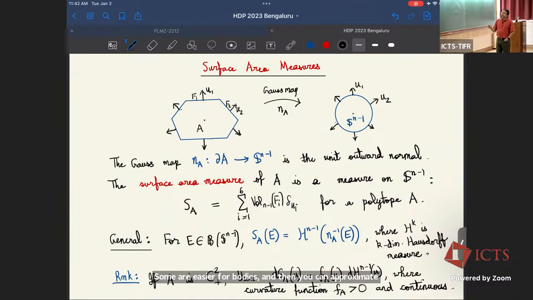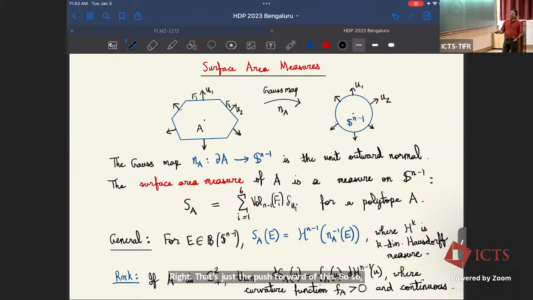I need the notion of a surface area measure because it's closely related to the mixed volumes. What is the surface area measure? It's the push forward of the Hausdorff measure on the boundary of A by the Gauss map. Remember, the Gauss map just associates to any point on the boundary of A the outward unit normal. In the case of a polytope A, the surface area measure is just a linear combination of point masses at the unit outward normals to these faces, u1 to u6 in this case. The mass on each vector is just the volume of the corresponding face.